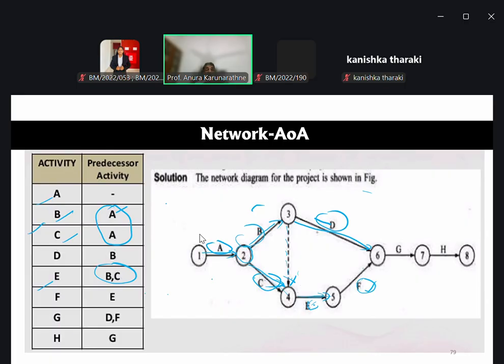Then G after completing D and F. G after completing both D and F. Then we can go for the G, right? Then H we can complete after G. So this is the overall network based on the given information, right?